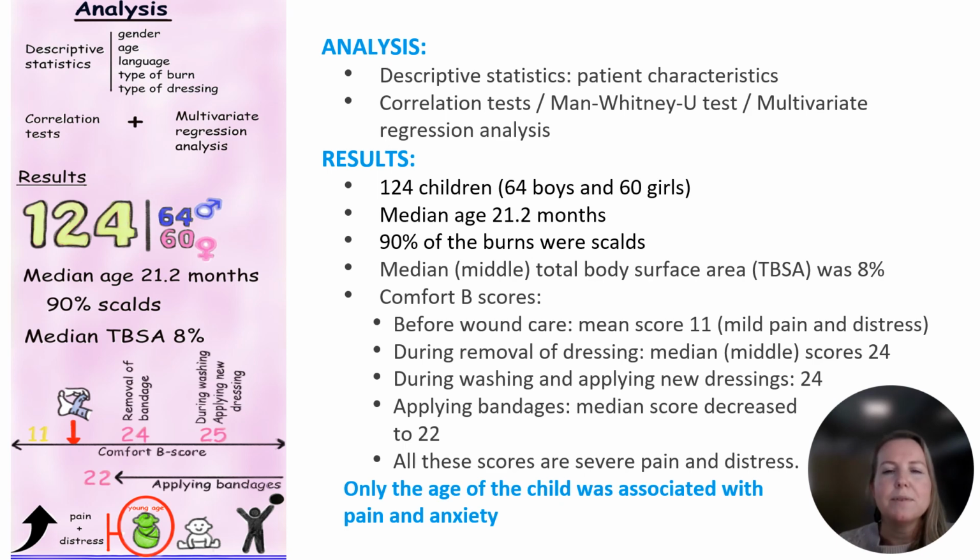Continuation of the results of Comfort B scores on page 3, the second column, explains the results of the regression analysis, where the aim of the analysis is to determine which variables are most likely to be associated with pain and distress. The statistical test in this study showed that only the age of the child was associated with pain and anxiety, not total body surface area, not the time since burn or the time since the last medications were given, and not the gender of the child. The younger the child, the more likely they are to exhibit pain and distress.